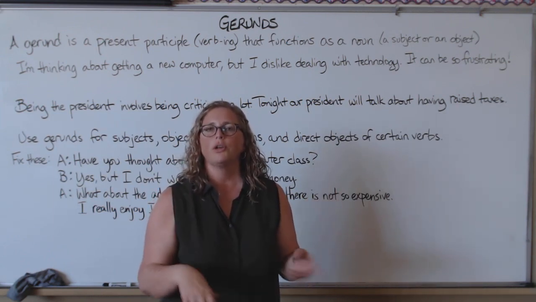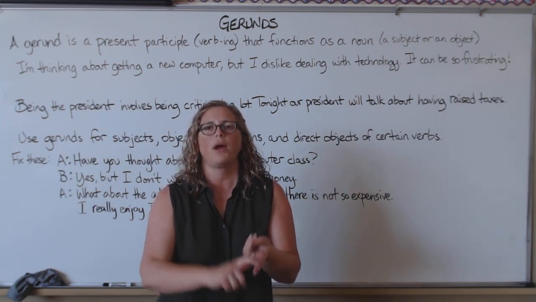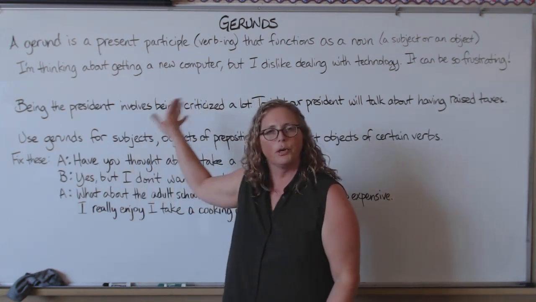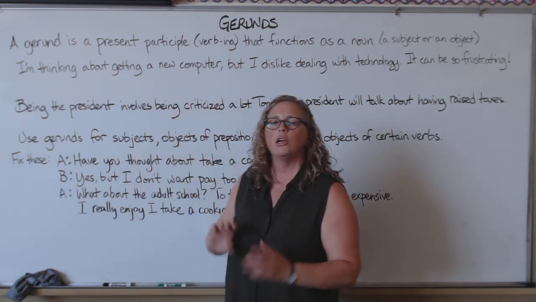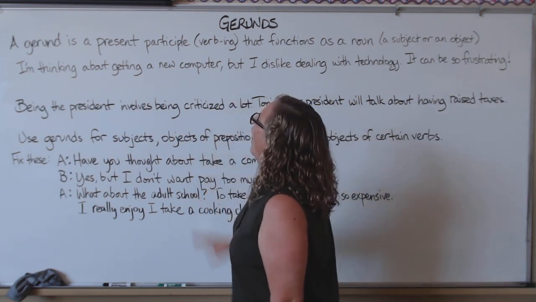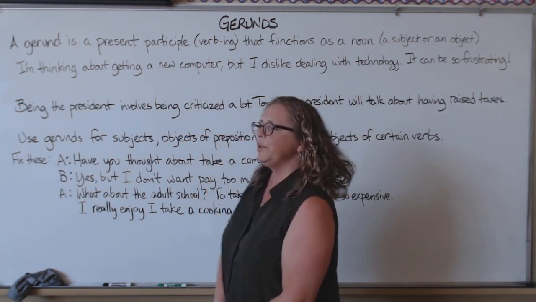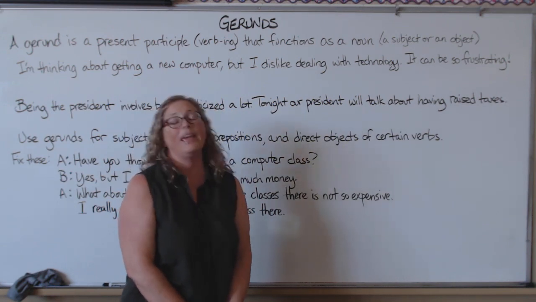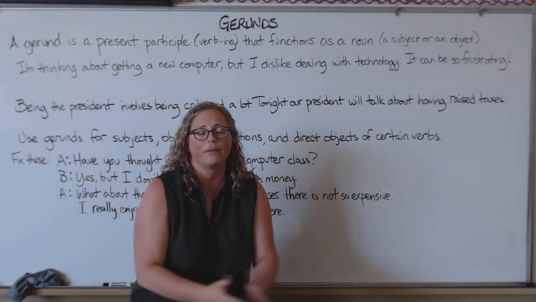So a gerund could be a subject. It could be a direct object. It could be the object of a preposition. It is a verb with ing. Let's look at some examples. I'm thinking about getting a new computer, but I dislike dealing with technology. It can be so frustrating.